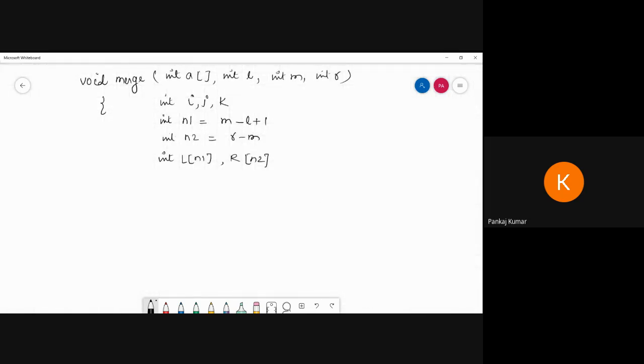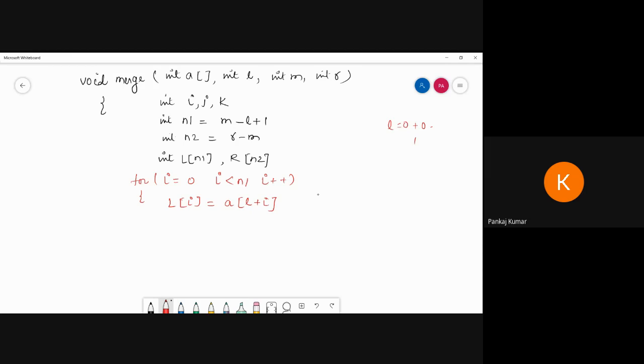Now I am going to copy the original array elements into the left side array and the right side array. So I am creating a for loop, writing i equal to 0, and i should be less than n1, and i plus plus. Here I am going to write L of i should be copied from the array of l plus i. So whatever the index value is, the l should be 0. So it will start from 0 plus 0, then 1, like this.